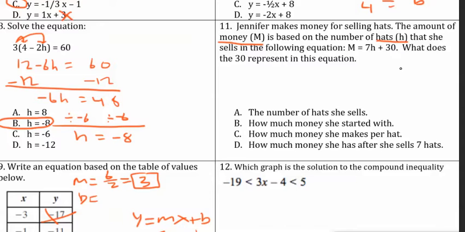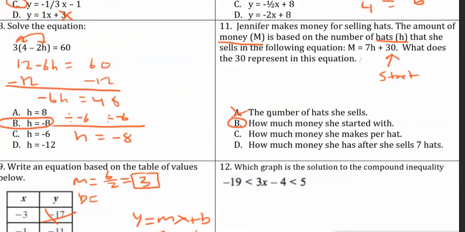And I need to think, well, if hats is here, this 30 is money. I know that the y-intercept means like a starting amount. So I need to look at these answer choices and see which one makes sense. The number of hats that she sells, now we just said that this is money, so it can't be that. How much money she started with. Oh, look, start. We said it was about money, and we said it was a start. So I'm going to go with B.